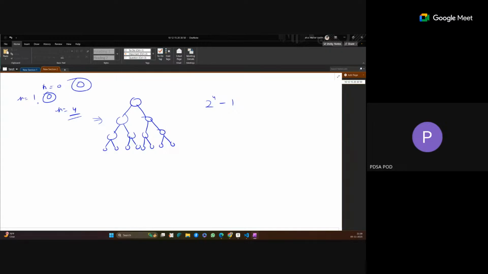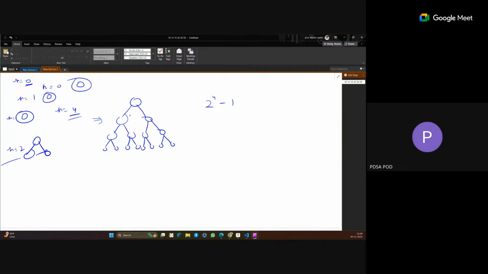So suppose height is given for an empty node as 0. Okay, an empty tree means there is no node and the height is 0. That means if we add a single node, the height will become 1. So height is 0 for empty, then adding a single node makes the height 1. If we add more like this, the height will become 2 in this way. So always check the base condition given in the question itself and then apply your formula.